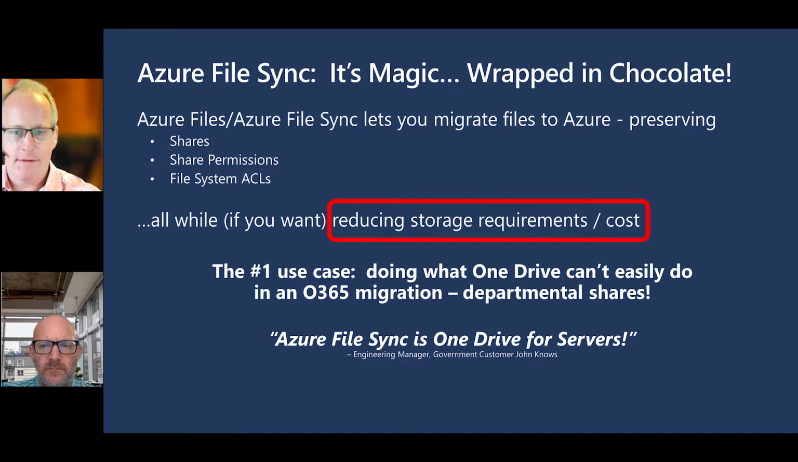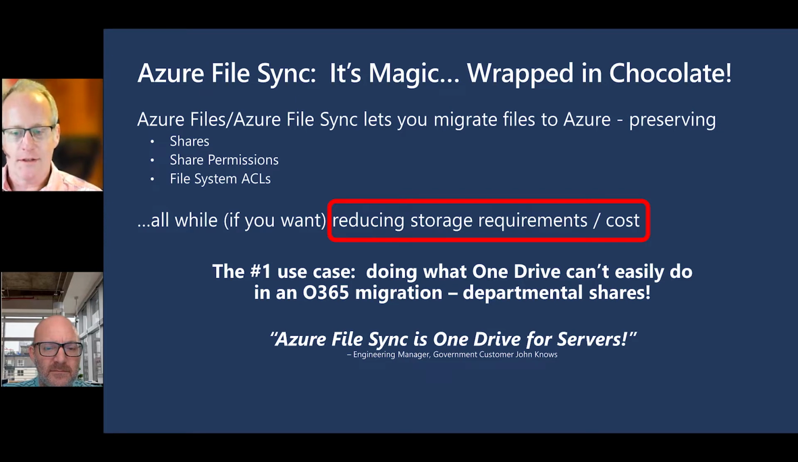I said it on the top of the slide: it's magic wrapped in chocolate, but it isn't. Maybe it isn't, but it's pretty cool. And what it lets you migrate are shares, share permissions, and file system ACLs for domain-joined Windows VMs, all while, if you want, you can reduce the storage cost.